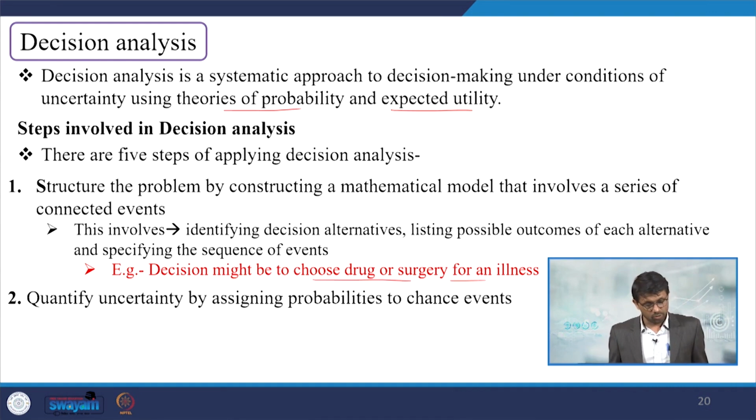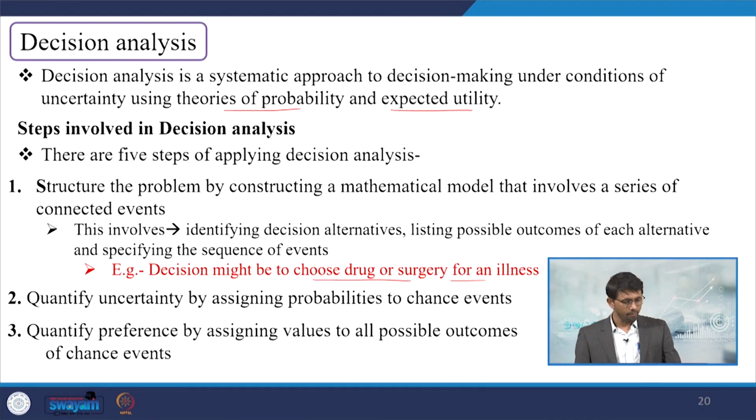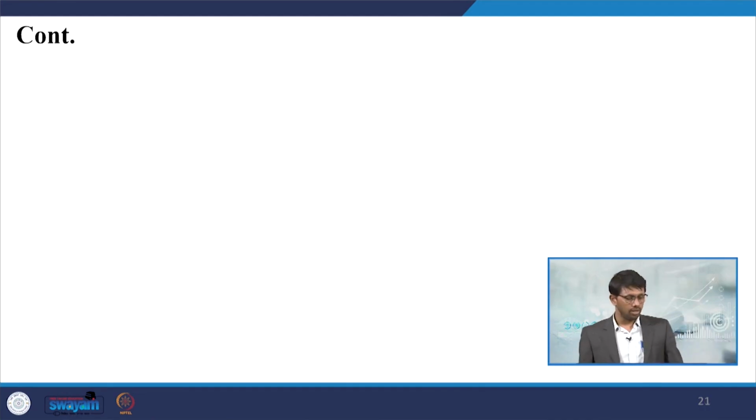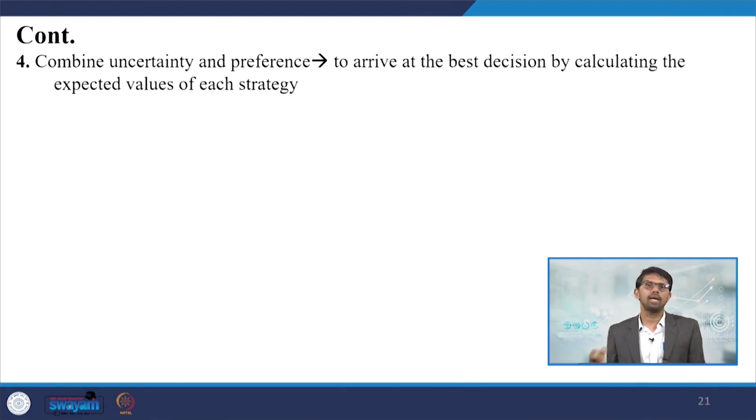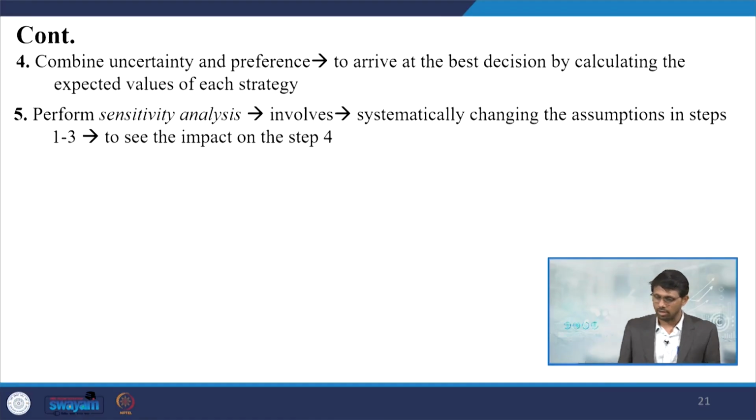The second step is to quantify uncertainty by assigning probability to chance events. The third is to quantify preference by assigning values to all possible outcomes of chance events. The fourth is to combine uncertainty as well as preference to get the best decision, by calculating the expected value of each strategy. The fifth is to perform a sensitivity analysis, which involves systematically changing the assumptions in steps 1 to 3 to see the impact on step 4.